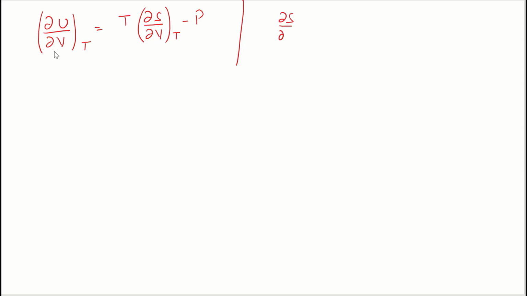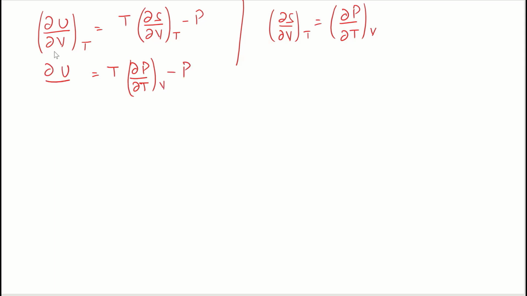ds by dv at constant temperature, that is equal to dp by dt at constant volume. So with this substitution this is equal to T dp by dt at constant volume minus p. So this is one of the standard results, du by dv at constant temperature. Okay, so here this is our final result.